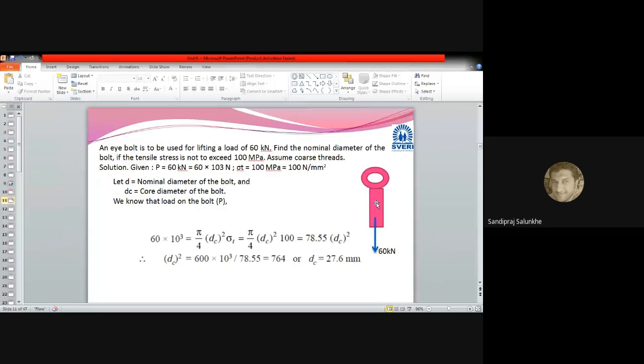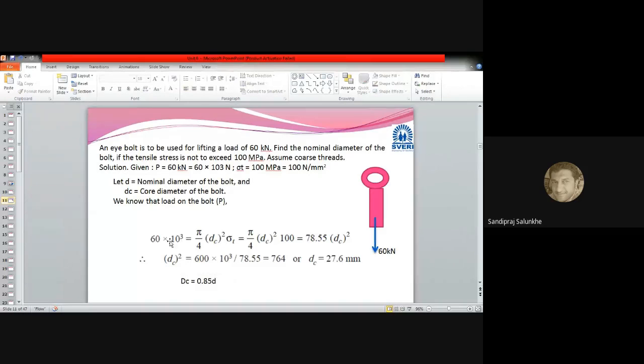So how can we calculate this nominal diameter and core diameter? First of all, we'll consider the core diameter, and from that core diameter we can calculate the nominal diameter, as we already know the relationship between core diameter and nominal diameter, that is d suffix c is equal to 0.85 of d. We have seen that in the first lecture.